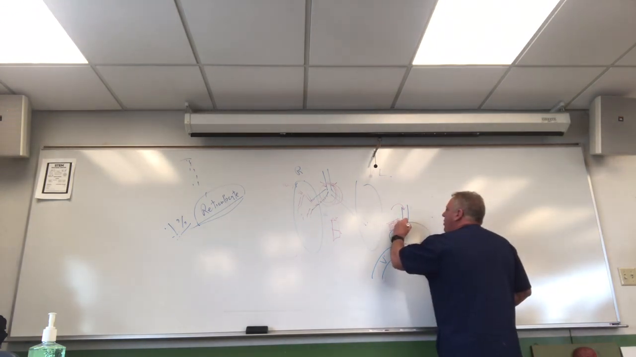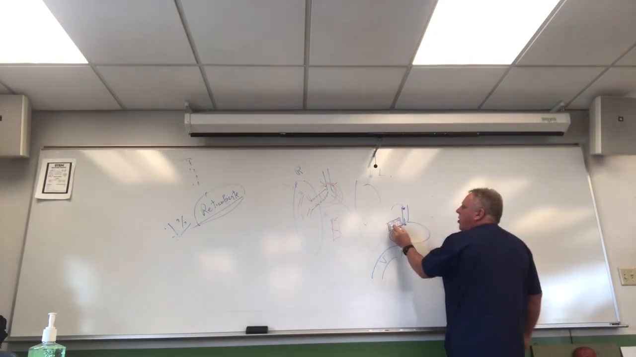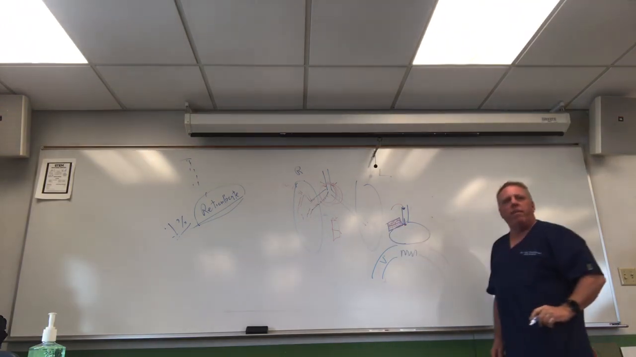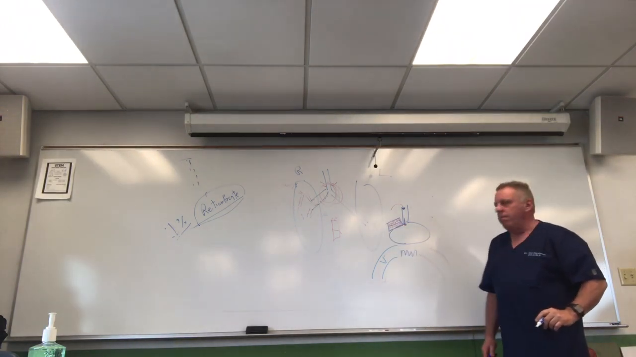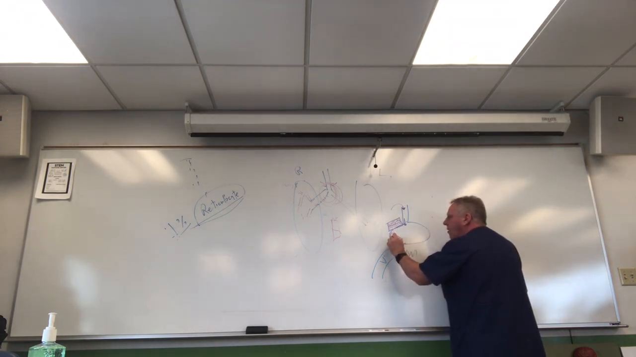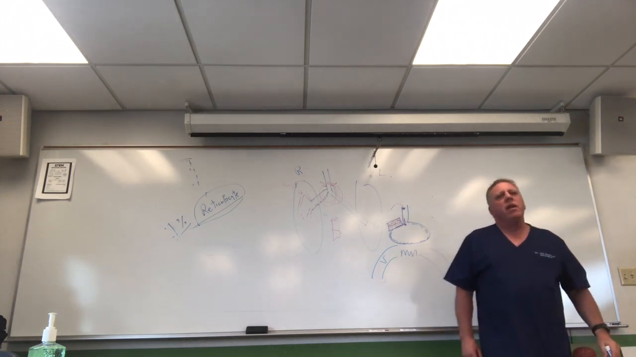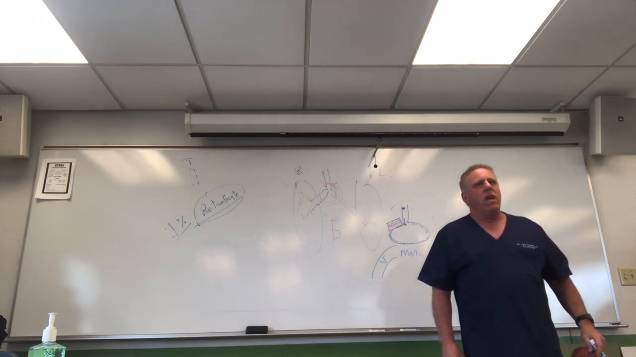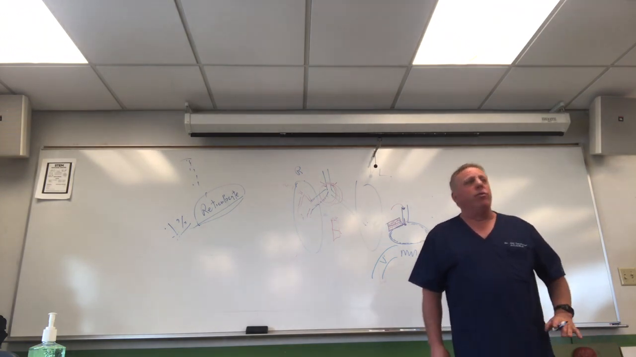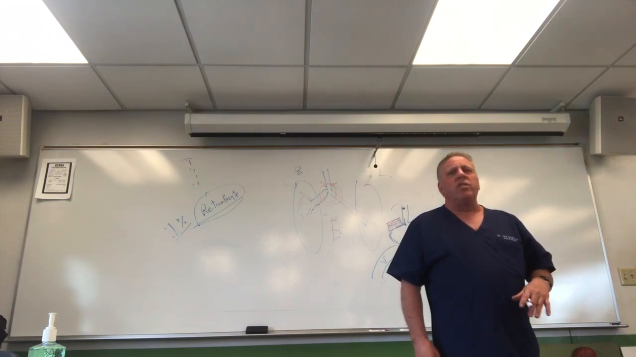So as we're breathing in, this is the box. 100% O2, CO2 is 40%. Okay? Now, this membrane is very thin. This is a membrane, it's epithelial cells, very thin. And it's semi-permeable, which means gases can go through it. You understand?